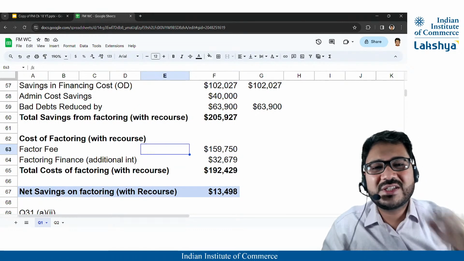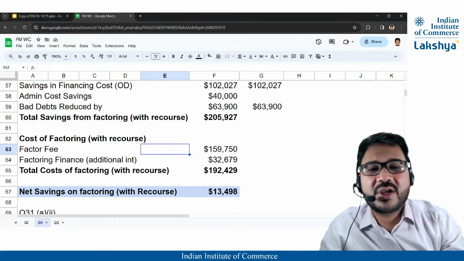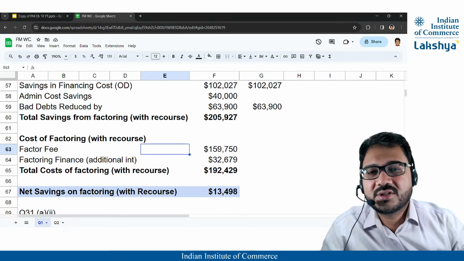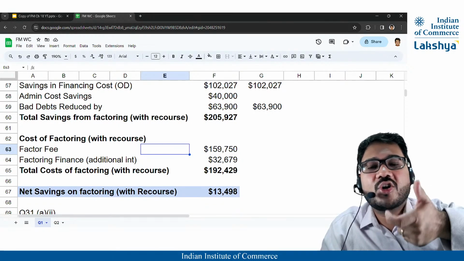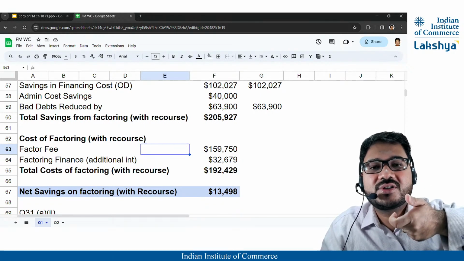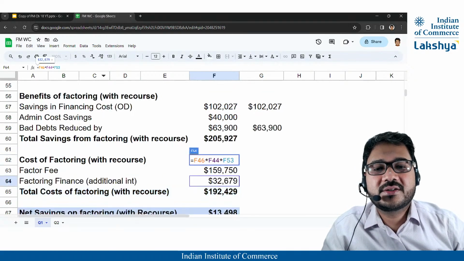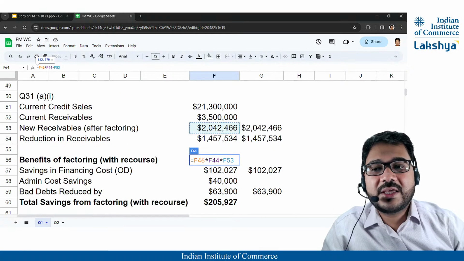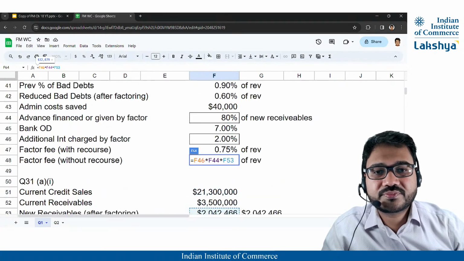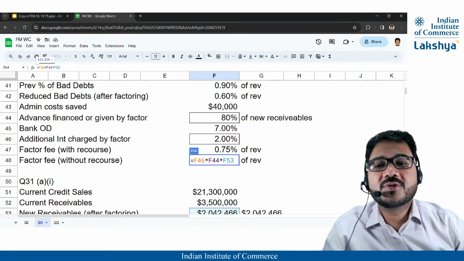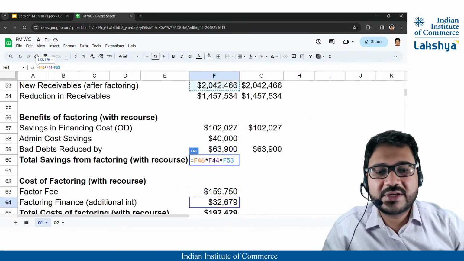Now, what is the extra interest? If I would have gone with OD, I was paying 7% interest any which way. So what is that additional cost, or the additional interest? The additional cost is 2%. So whatever my new receivables are, 80% of the new receivables are being funded. So 80% into that additional interest charge of 2%.